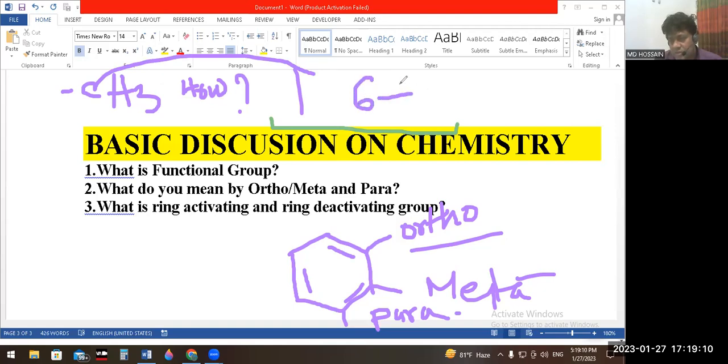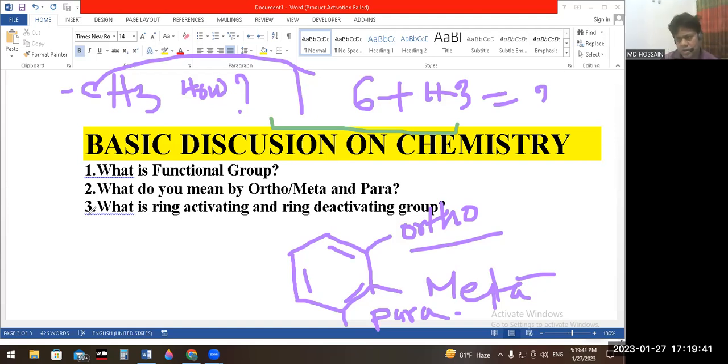So we can calculate here for methyl: carbon 6 plus hydrogen 1 times 3, that is 9. So if the atomic number of the functional group is equivalent to 9, then this is an ortho and para indicator. All nucleophilic agents are ortho and para indicators.